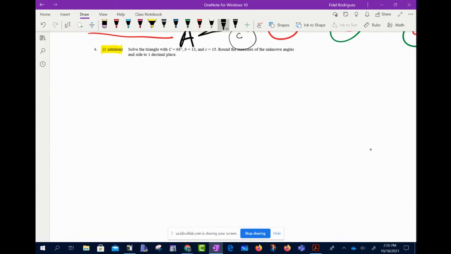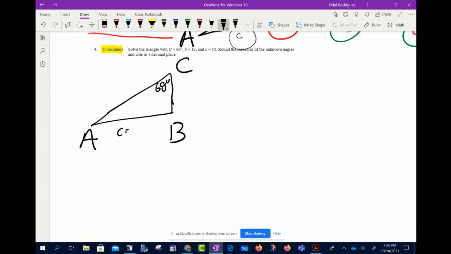First thing I'm going to do is draw a picture. We've got something that looks kind of like this, and I don't want to make it look like a right triangle, so I'm going to change it a little bit. I'm going to call this angle C, and I know that's 68 degrees. This is my angle A, and this is my angle B. We know that this side down here, side C, is 15, and side B is 13. We don't know the other two angles.